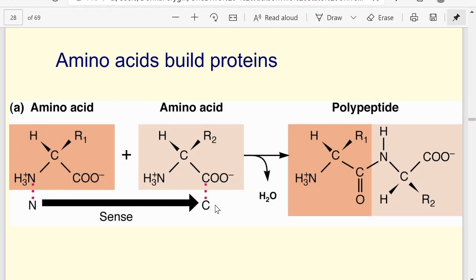So it matters how these things are put together. They have a directionality or a sense that goes from the amine end to the carboxylate end.